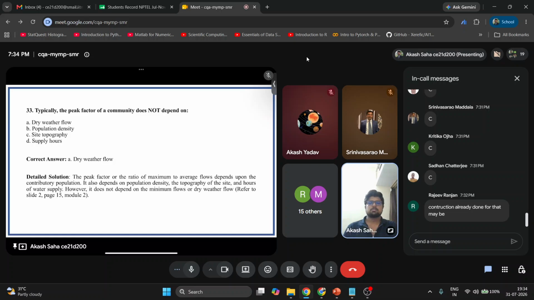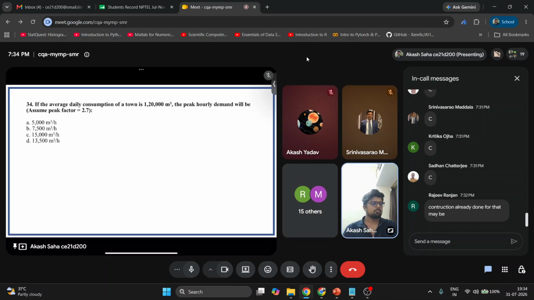That is, I think, the reference of this question. But I can understand there is a debatable thing on site topography. As per this question, they are referring to the dry weather flow, because dry weather flow will definitely not depend on the peak factor. Site topography is debatable, but dry weather flow definitely does not depend on it.